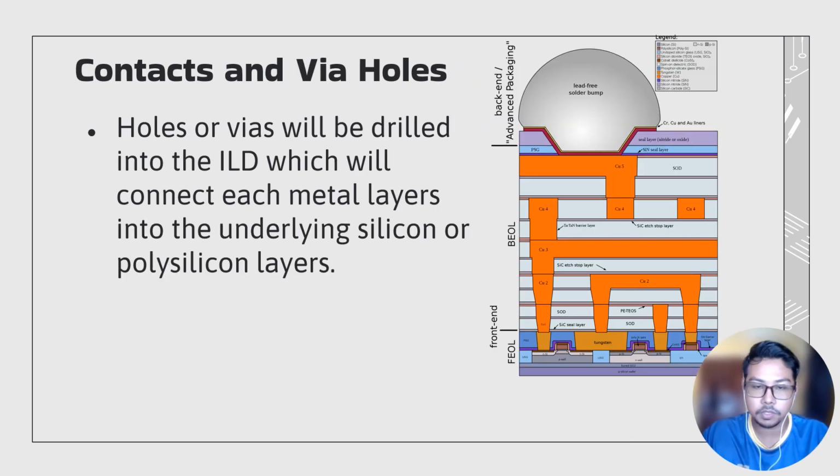Moving on is the contacts and via holes. These holes or vias will be drilled into the CMOS itself, into the ILD, where they will connect the metal layers of the different layers. It will connect each metal to its underlying silicon or polysilicon layers.